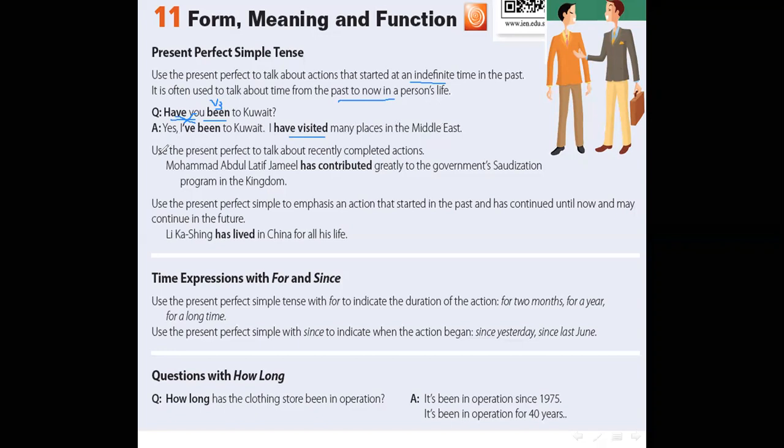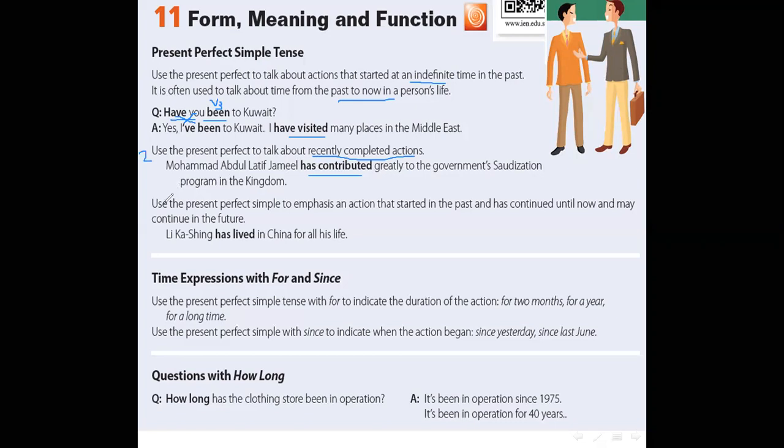The second use is to use the present perfect to talk about recently completed actions. For example, Muhammad Abdel Latif Jamil has contributed greatly to the government's Saudization program in the kingdom. Do you notice that has plus past participle? Why do we use has here? Because the subject is singular.